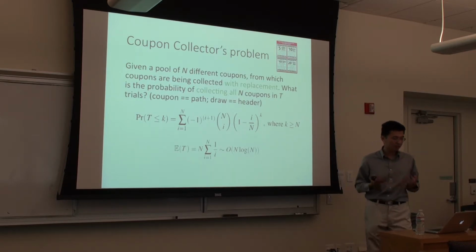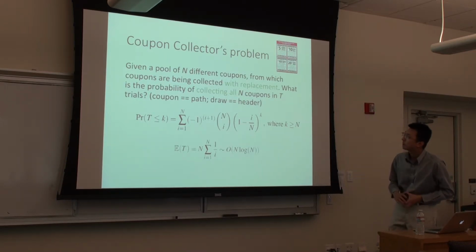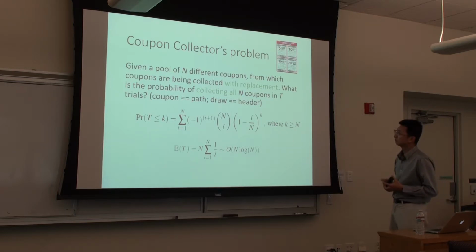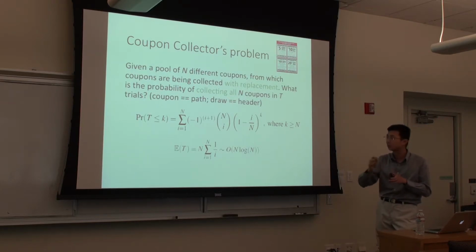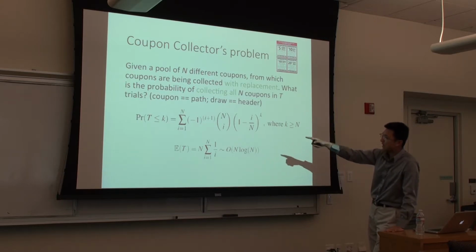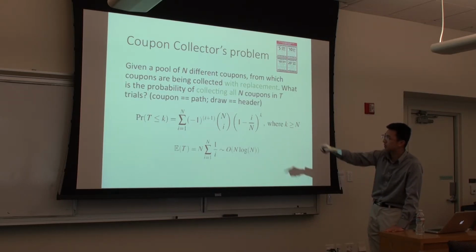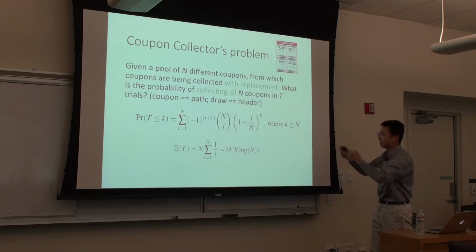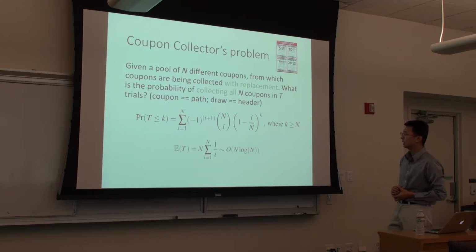So if we accept those two assumptions, this turns out to be a very nice math problem, and the result is non-trivial. It's known as the coupon collector's problem. It states like this: given a pool of n different coupons, from which coupons are being collected with replacement, what is the probability of collecting all n coupons in T trials? So here, obviously, a coupon is equivalent to a path, and each trial is sending out a random header to exercise the network. So the probability that you collect all n paths within K trials can be found in the first formula.